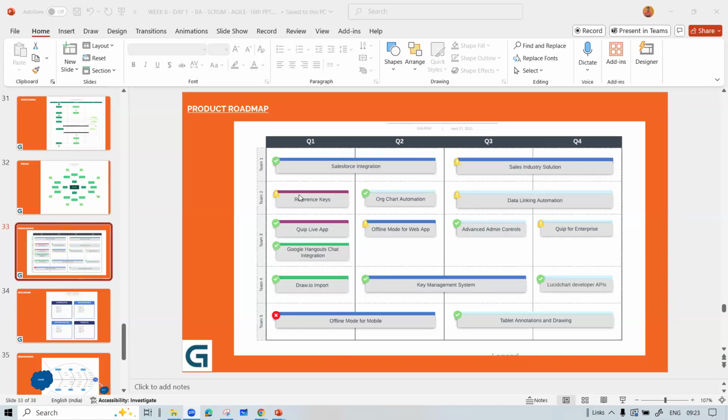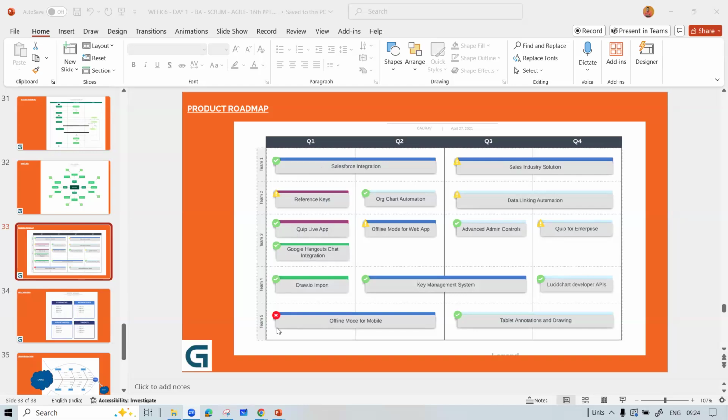So here you get to see that team two will start building the reference keys. They will diagnose into that. Team three will be involved in the Cube app and Google Hangout chat integration. But this is a dual activity. It means that it can be done within quarter one. If it is 3 months, then 1.5 months will be for one activity and 1.5 months will be dedicated to another activity, but the sole responsibility will be of team three.